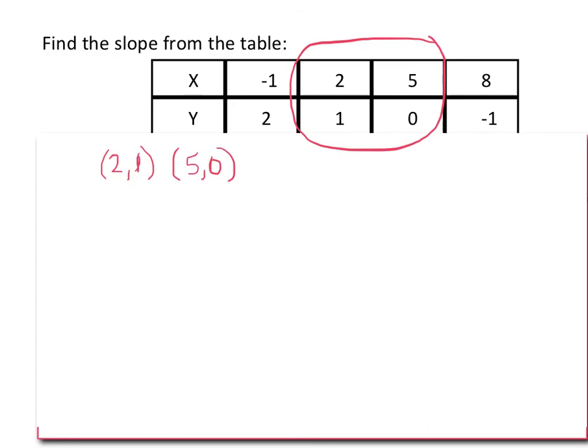So you want to set up your m and use your formula. So I'm going to take y2 minus y1. I'm going to take the 1 minus 0. And then for the x's, take 2 minus 5, because again, you have to go in the same order that you did on top as you do on the bottom. 1 minus 0 is 1, 2 minus 5 is negative 3, so this is a negative 1/3 slope.